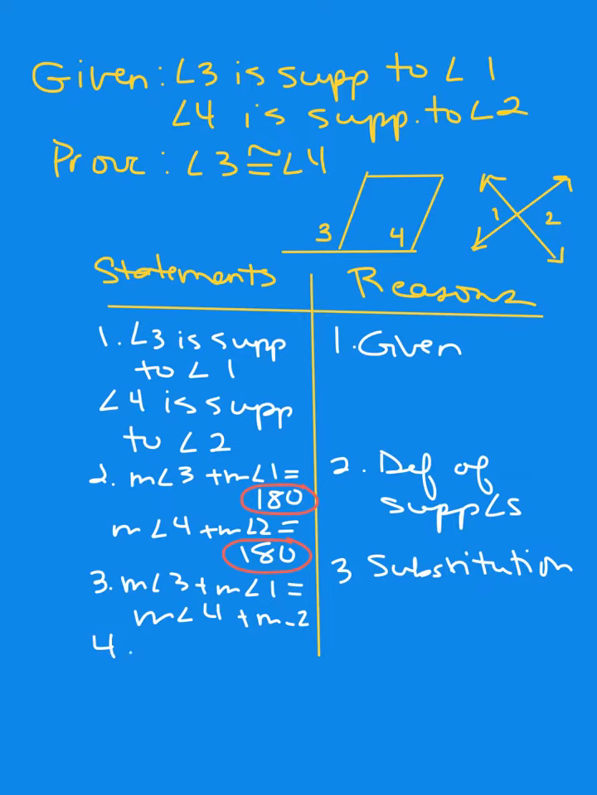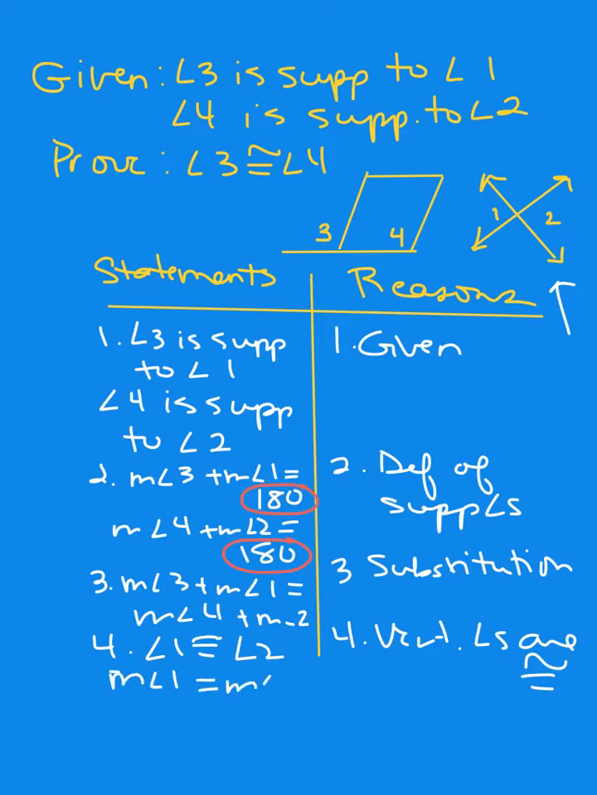Now my next step, I can go back to my vertical angles in my diagram. We know that angle 1 and angle 2 are congruent because they're vertical angles. So I'm going to say angle 1 is congruent to angle 2, and that is because vertical angles are congruent. Now I know I'm going to need to subtract here, so I need to change that to equality. So I'm going to say the measure of angle 1 is equal to the measure of angle 2. Now in certain books they want you to split that into two different steps, but I like to just keep it together.